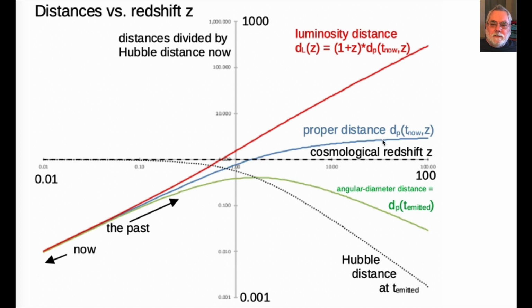The blue curve is the present proper distance now for the galaxy that emitted the light in the past. For z greater than 1.47, the present proper distance is larger than the Hubble distance. For z greater than 2, the present proper distance is larger than 5340 megaparsecs, and we will never see light emitted after now.